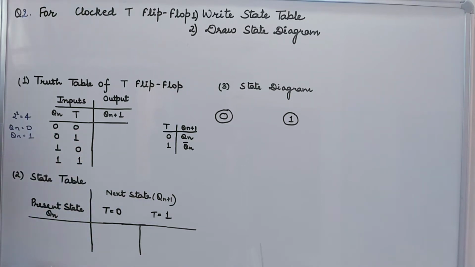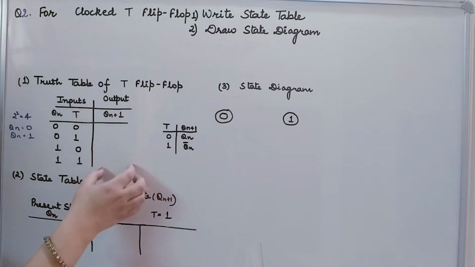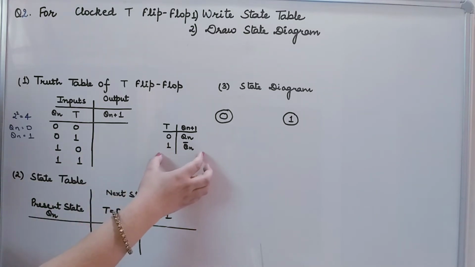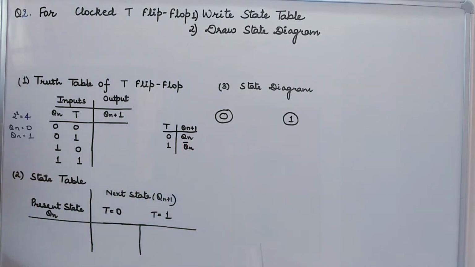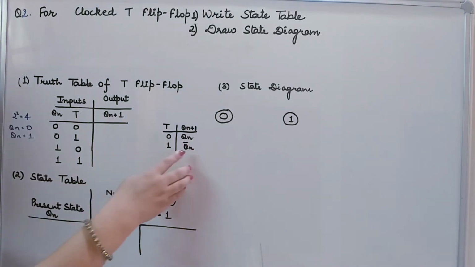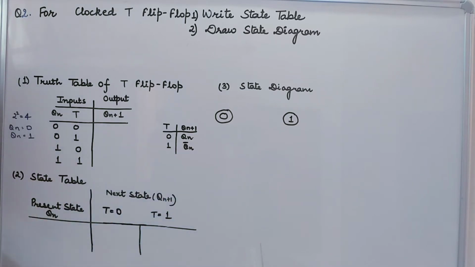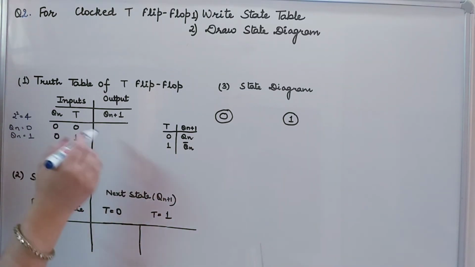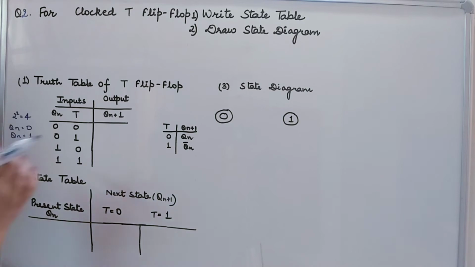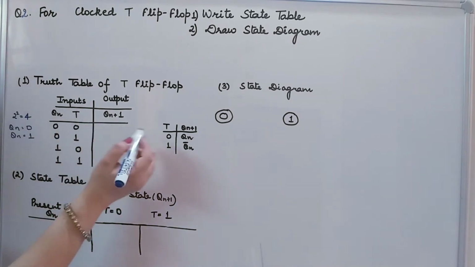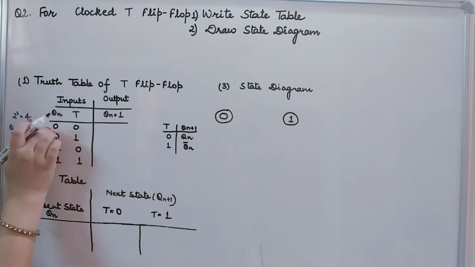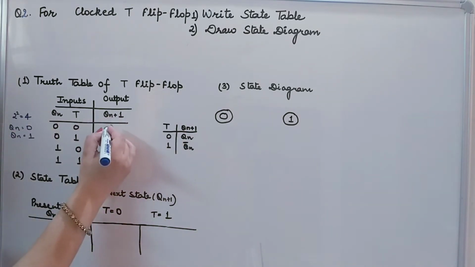In my previous course, I have already discussed how to write down the truth table. For reference, we know that if the value of T is equal to 0, the next state is the same as the present state. And if the value of T is equal to 1, the next state toggles, which I can be using here to write down the value of the next state. Now T is equal to 0 here. So what is the next state? Same as the present state. So this will be 0.